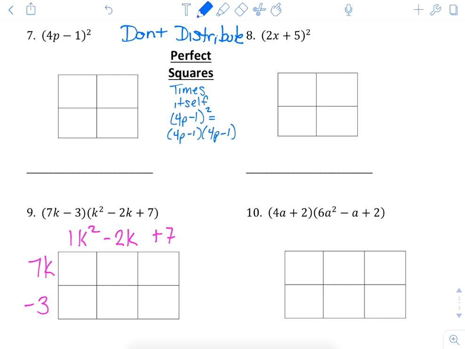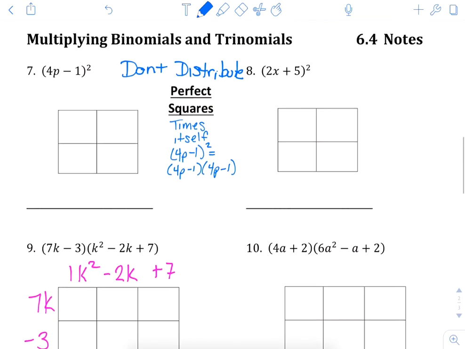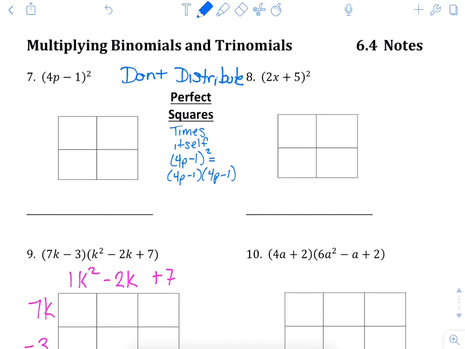Anything squared means that it's times itself. So when we write this out, what I'm really doing is taking 4p minus 1 times itself again, 4p minus 1.